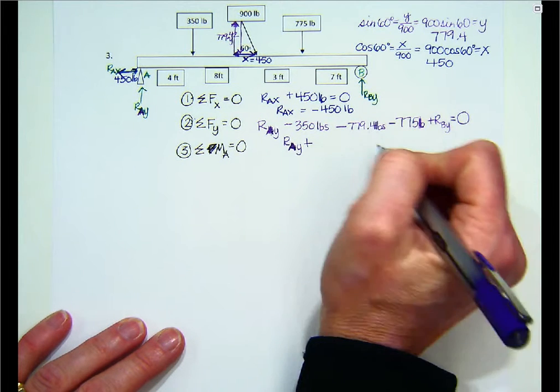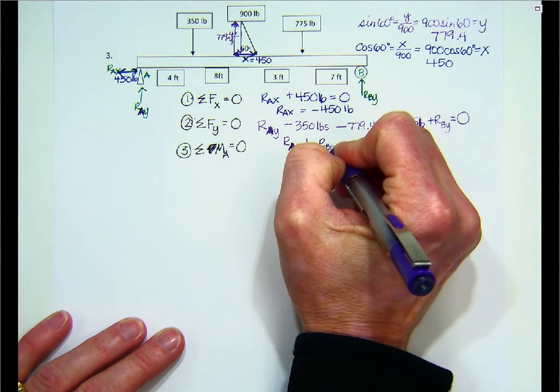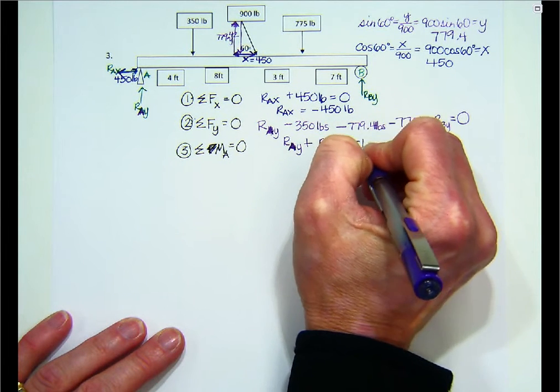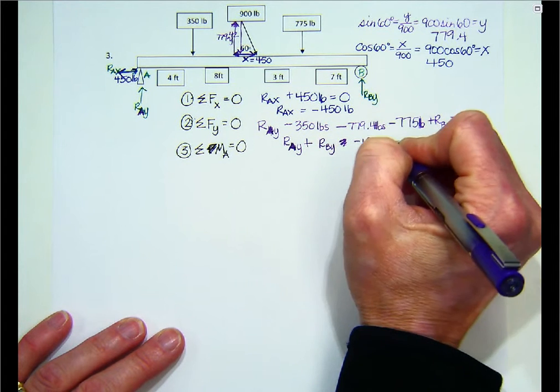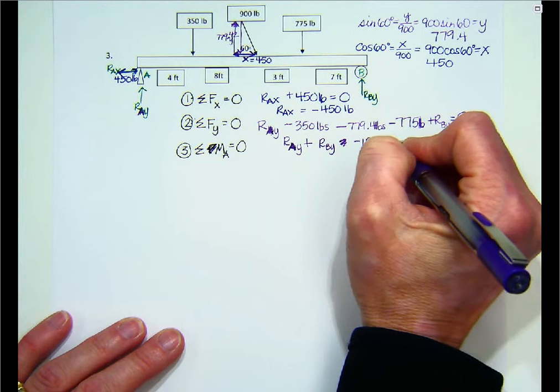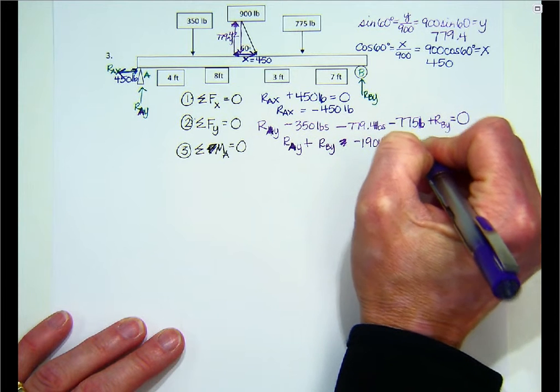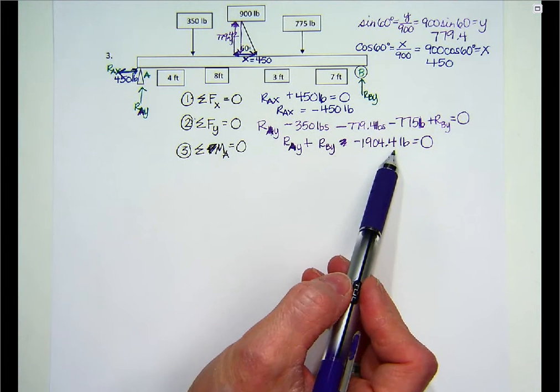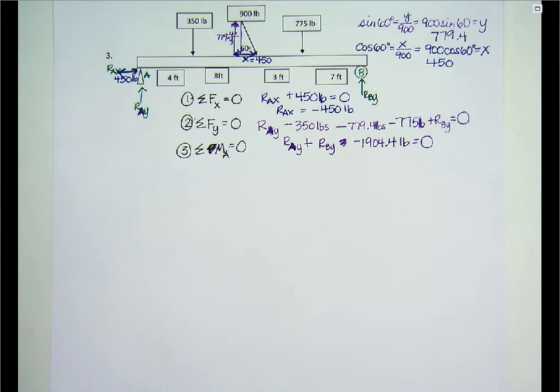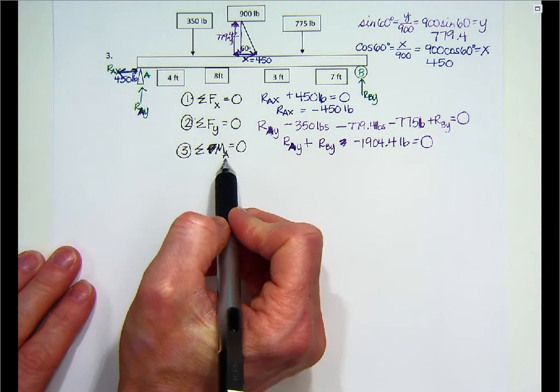RAY plus RBY minus 1,904.4 pounds equals 0. This is as far as I can go with this equation because I have two different variables. So that makes me need another equation in order to be able to solve it. And so I'm going to consider my moments.